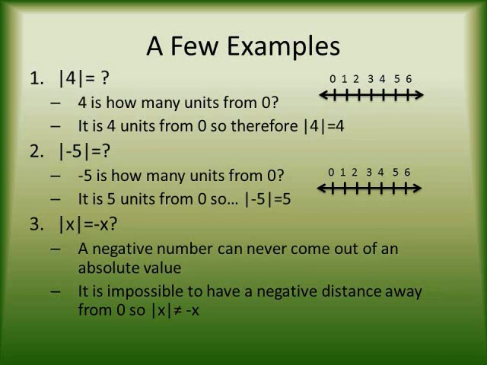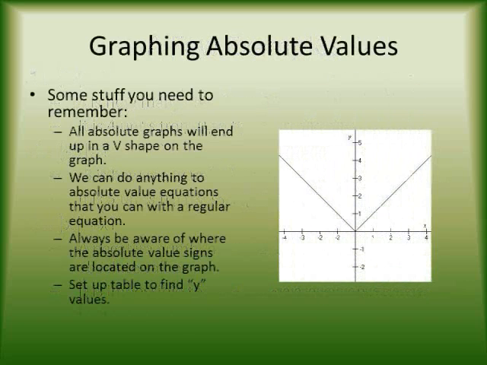So can we get a negative number from an absolute value? Well, no, a negative number will never come out of an absolute value because we can never have a negative distance away from 0. So graphing absolute values.